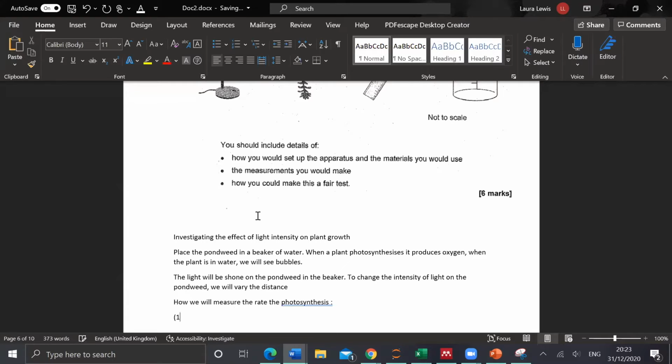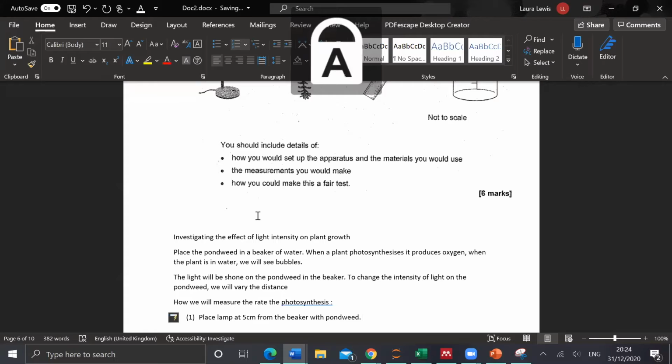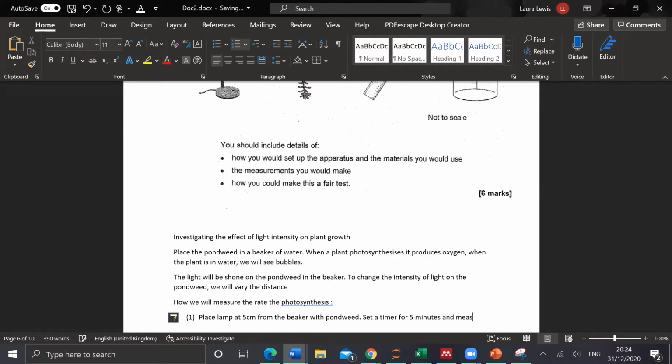So we can do this in a bullet point or number form. So place lamp at, for example, 5 centimeters from the beaker with pondweed. Set a timer for 5 minutes and measure, or should I say count, because that's what you'll be doing. Count the number of bubbles produced.